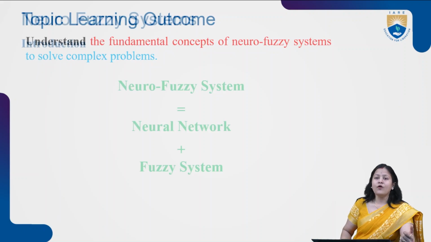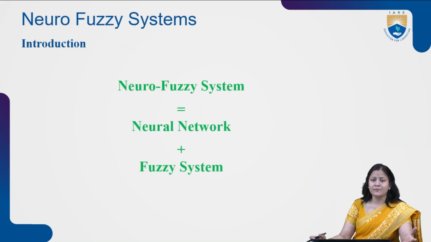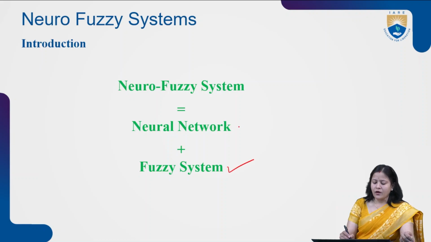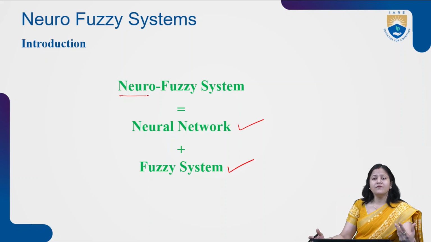What is the need for this Neuro-Fuzzy system? A Neuro-Fuzzy system consists of two different words. One is neuro. Neuro means the neural network in artificial intelligence. And another one is the fuzzy system, which we have already discussed. The term neuro comes from biology. It is a biological term, actually related to the human brain.